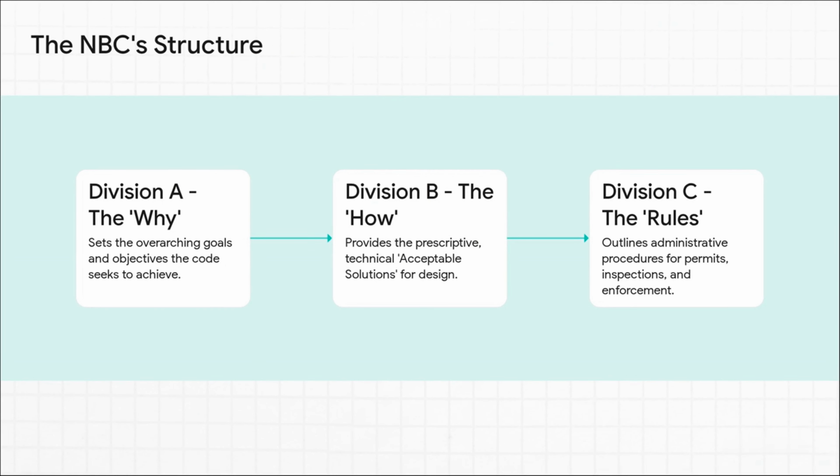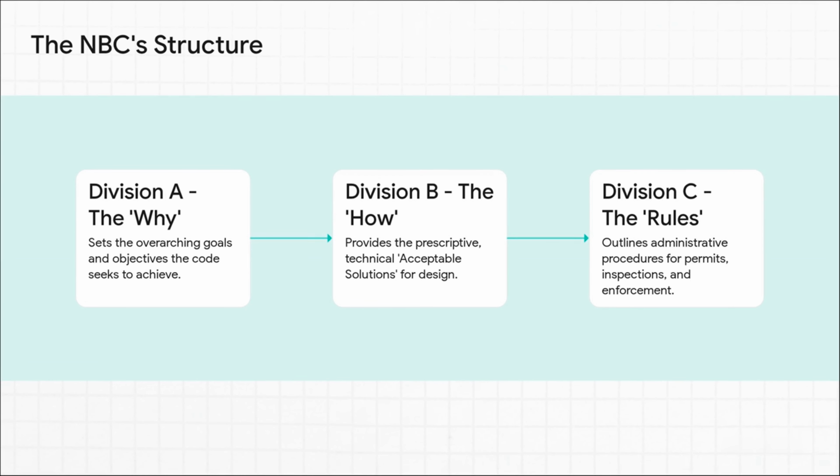Okay, mastering the code starts with understanding its logic. It has 3 parts. Just remember this: why, how, and rules. Division A is the why. It's the big picture goals. Division B is the how. These are the specific technical solutions to meet those goals.